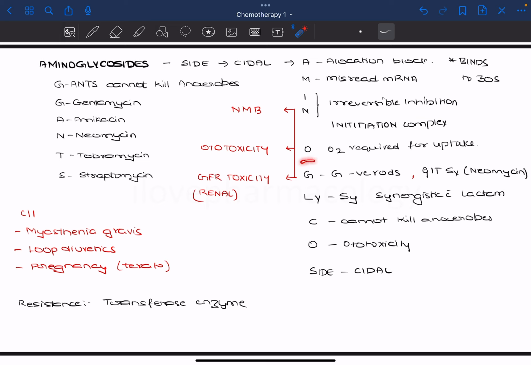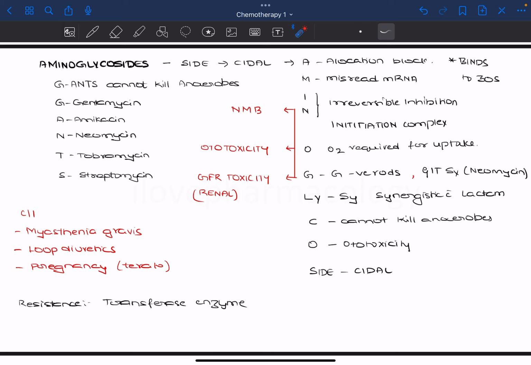The O stands for oxygen, which is required for uptake. That's why they are not useful against anaerobic infections. G stands for gram negative rods, they are effective against these, and also they are useful in GIT surgeries, especially neomycin is used in the case of GIT surgeries.